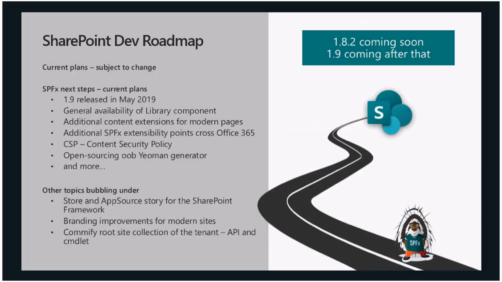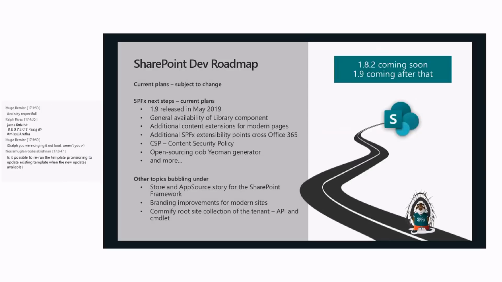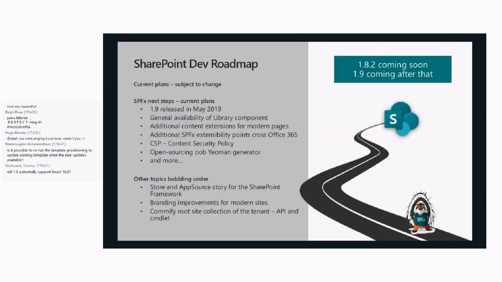The key point on 1.9 is general availability of the library component. We will have a demo later today by David on the library component. Additional content extensions might be there. Additional SPFx extensibility points might be there across Office 365 services. Content security policy, I can't promise that yet, but we're looking into making that happen. And in the longer term, we're looking into open sourcing the out-of-the-box Yeoman generator as well, which will mean that we'll merge the existing PnP Yeoman generator and the out-of-the-box Yeoman generator. I can't promise an exact time frame for that one.